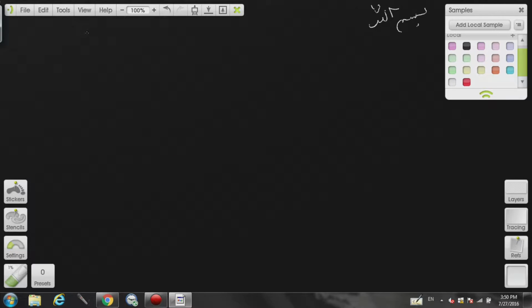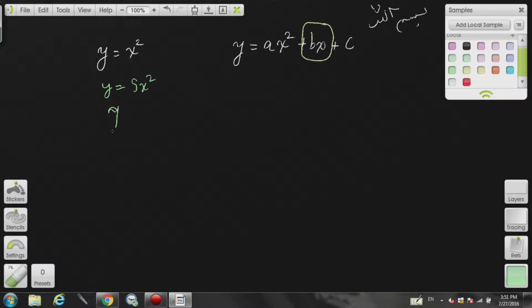But look, y equals x squared as the parent graph. The general equation for quadratic functions was y equals ax squared plus bx plus c. The examples I have given you so far did not have this middle term. So I give you y equals 5x squared, and I give you y equals negative 5x squared. I give you x squared plus 3, right? But there's no middle term over there, right? What does a middle term do?